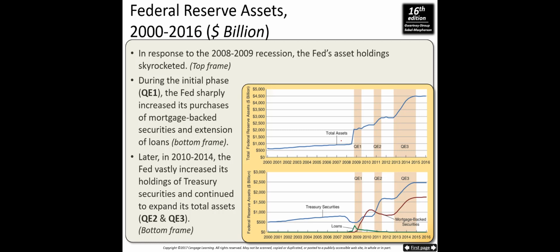And during the initial phase, quantitative easing 1, the Fed sharply increased its purchases of mortgage-backed securities and extension of loans. In 2010 to 2014, the Fed vastly increased its holdings of Treasury securities. So the first one was the mortgage-backed securities. These are also bonds. And the second and the third one, Fed buys Treasury securities, which are short-term government bonds.